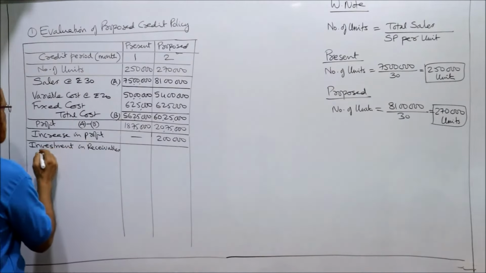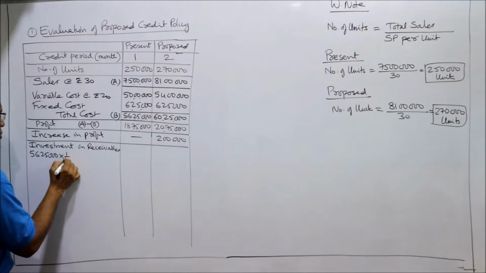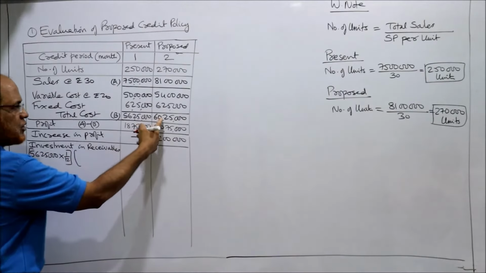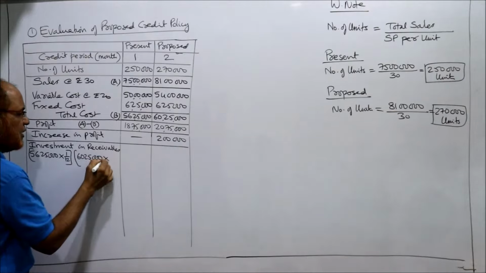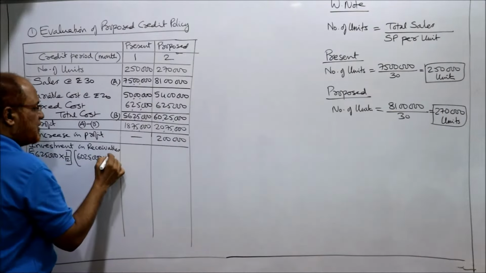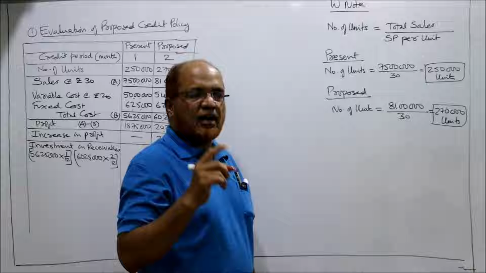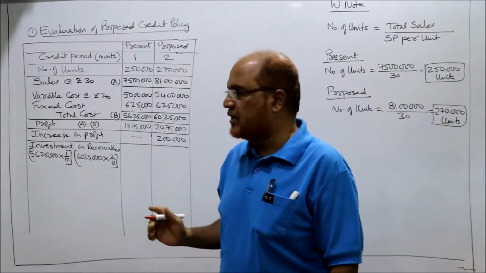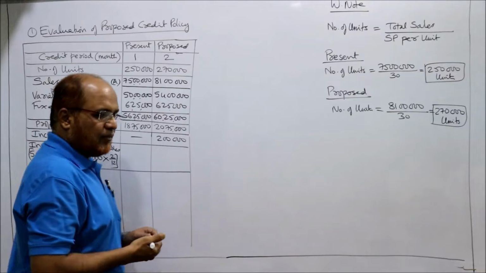तो 56,25,000 into 1 by 12. Similarly, the total cost in the proposed policy is 60,25,000 into how much credit period we are allowing? 2 months. 2 by 12. तो टोटल कॉस्ट जो है वो 1 ईयर का है, लेकिन हमको 1 ईयर नहीं चाहिए, हमको 1 मंथ का चाहिए और 2 मंथ्स का चाहिए. तो वी गॉट 1 मंथ एंड 2 मंथ. नाउ वी कैलकुलेट.